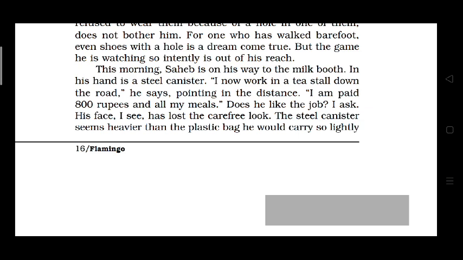This morning Sahib is on his way to the milk booth. In his hand is a steel canister. "I now work in a tea stall down the road," he says, pointing in a direction. "I am paid 800 rupees and all my meals." Does he like the job, I ask. His face, I see, has lost the carefree look. The steel canister seems heavier than the plastic bag he would carry so lightly over his shoulder.